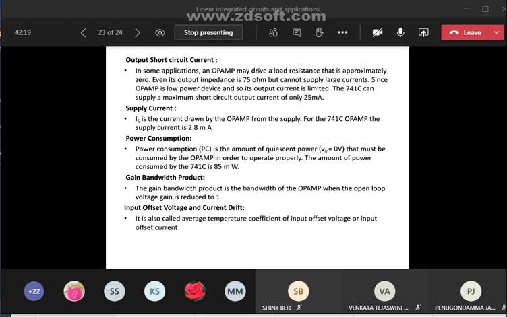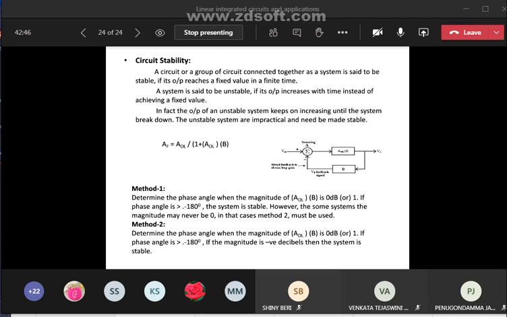Next, gain bandwidth product. The gain bandwidth product is the bandwidth of the op amp when the open loop voltage gain is reduced to 1. Next we have input offset voltage and current drift.